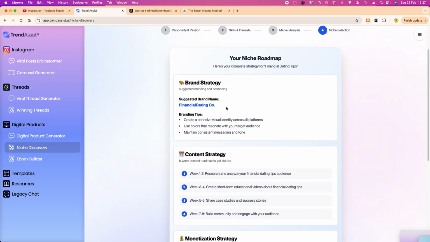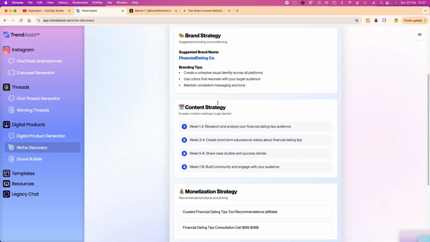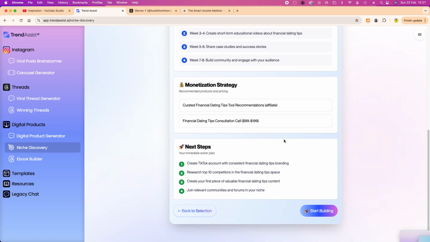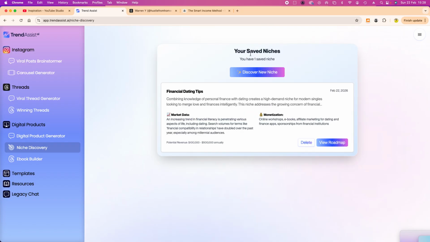Roadmap. And now it's got our brand strategy. It's even got our name. It's given us our name: Financial Dating Co. Branding tips: create a cohesive visual identity across all platforms. I like that. Content strategy. I like that. Monetization strategy. It's got curated dating financial tips, recommendations, affiliates, financial dating tip consulting calls. I like that. Next steps is to create content with consistent financial dating tips, branding, research top 10 competitors, create your first piece of valuable financial dating tips, and we start building. Cool. So this is what you'll do. And voila. And it saved it.